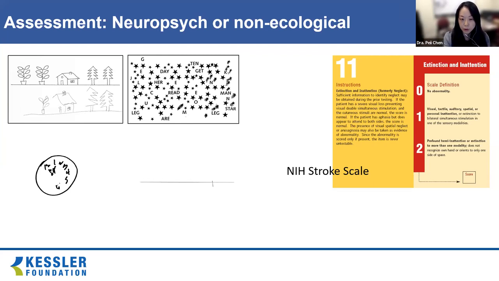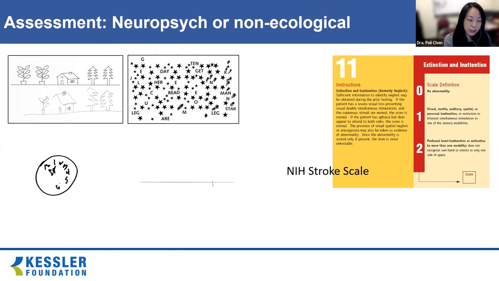They are paying attention to the moment. They will pay attention to this hand. But when you wave both hands, they will say only one hand is moving, and they will indicate the hand on their right side. This is called extinction. And you can do this in the tactile modality and auditory modality as well. All right, so all these neuropsychological, non-ecological tests are very sensitive. There are so many studies supporting their sensitivity, specificity, all of these.